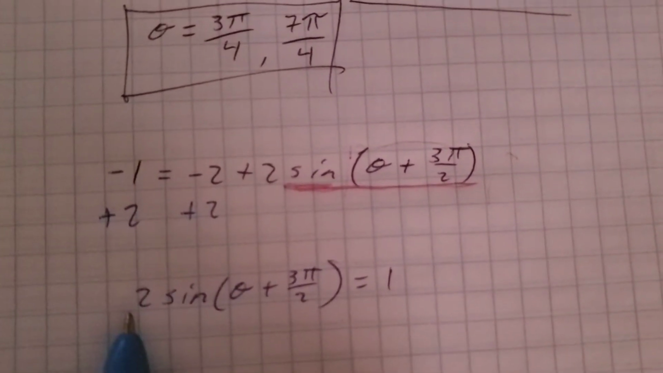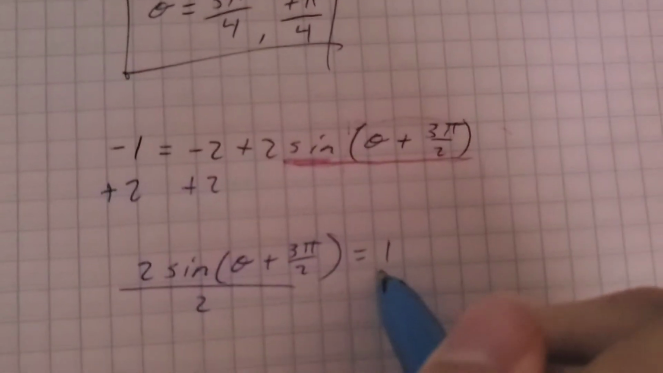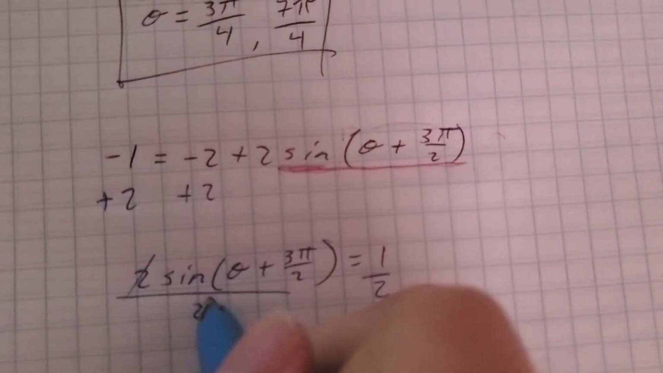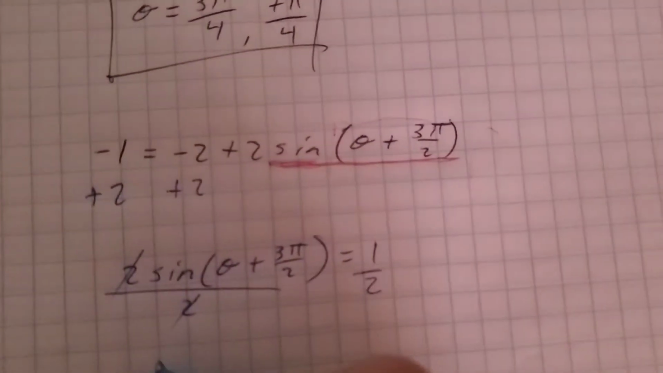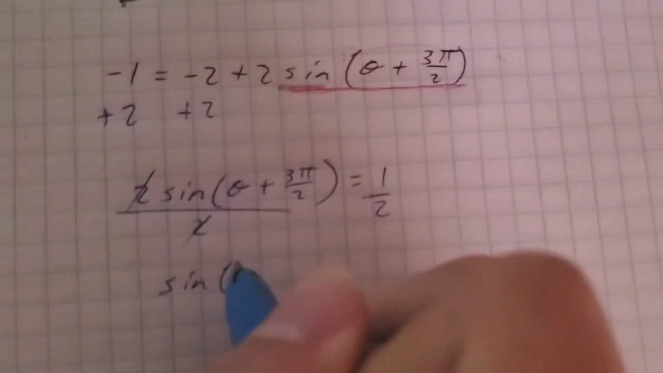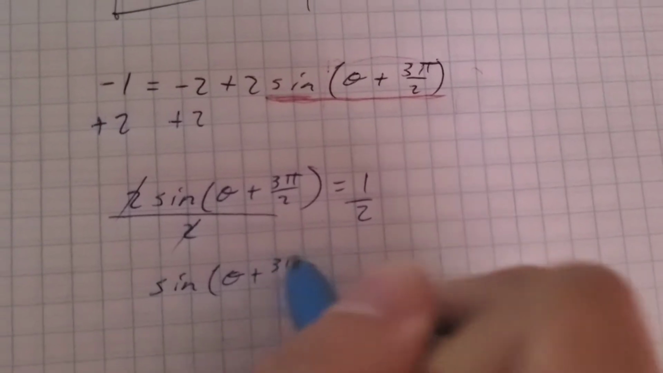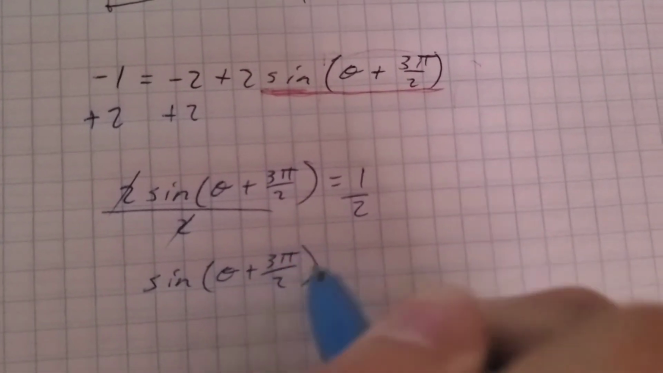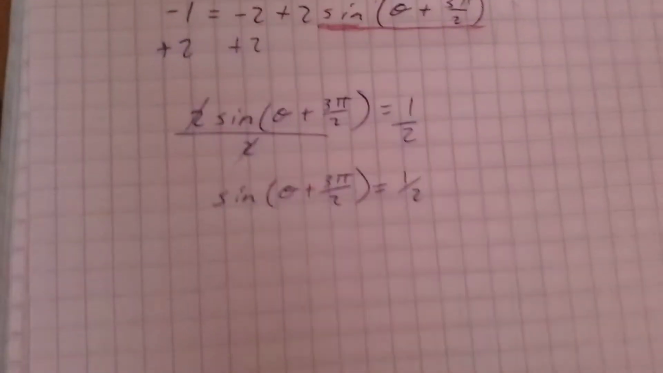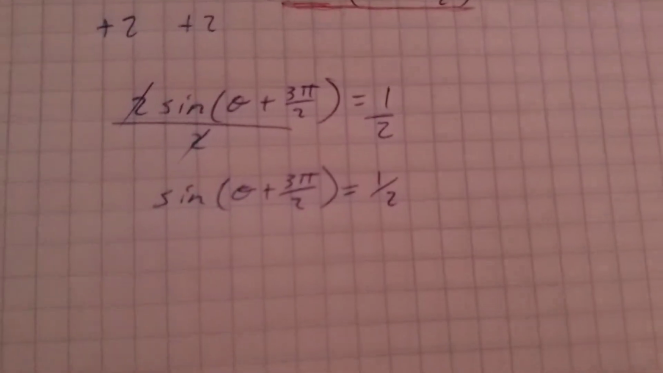Okay, I want to get rid of that 2, so I'm going to divide both sides by 2. So this 2 and this 2 cancel out, leaving me with sine of theta plus 3 pi over 2 equals 1/2. Okay, I'm pretty much done with this part.